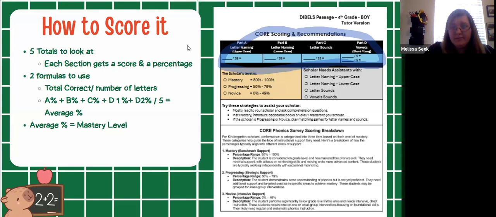That's the easy part. To get the next score, vowels has two parts to it. So the long vowels get their own percentage, the short vowels get their own percentage. And that percentage tells you this section right here. They've broken their scoring down into mastery, progressing, and novice. And what that means is, do they really know the skills? Are they learning the skills, which is progressing? Or are they just starting to learn the skills? So they're really new to the skills. They need a lot more work.